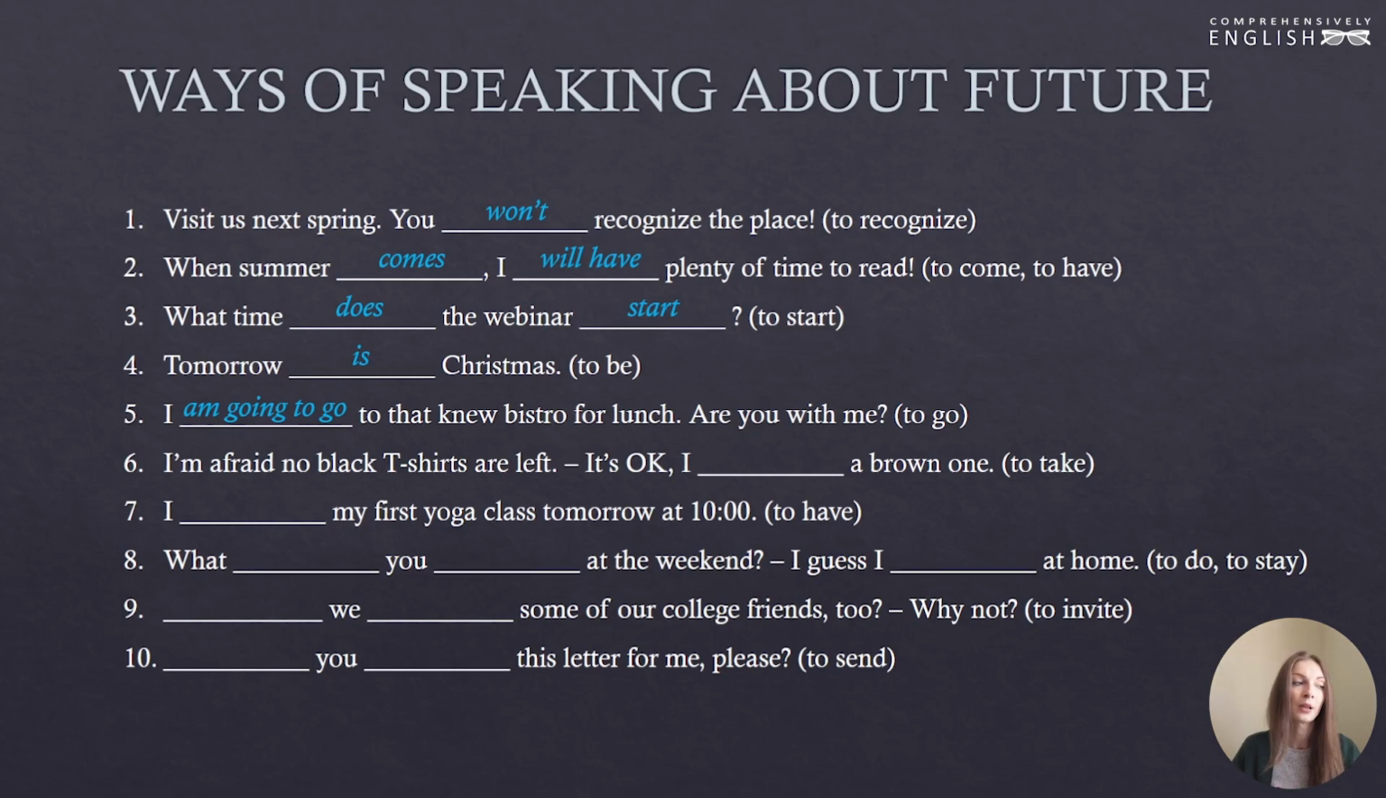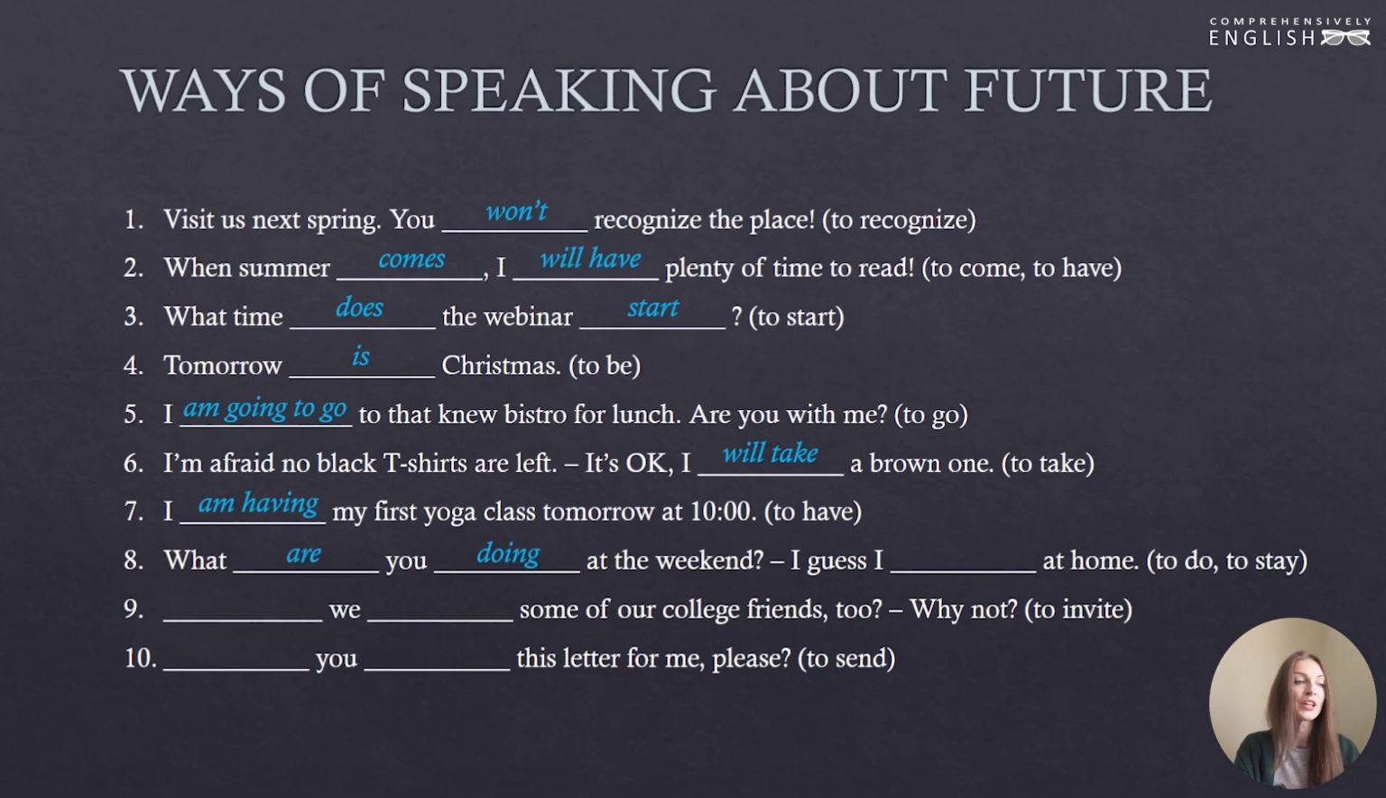I'm afraid no black t-shirts are left. It's okay. I will take a brown one. A spontaneous decision. I am having my first yoga class tomorrow at 10. It's a pre-planned action. It's something that I have already arranged for tomorrow. So we use the present progressive tense.